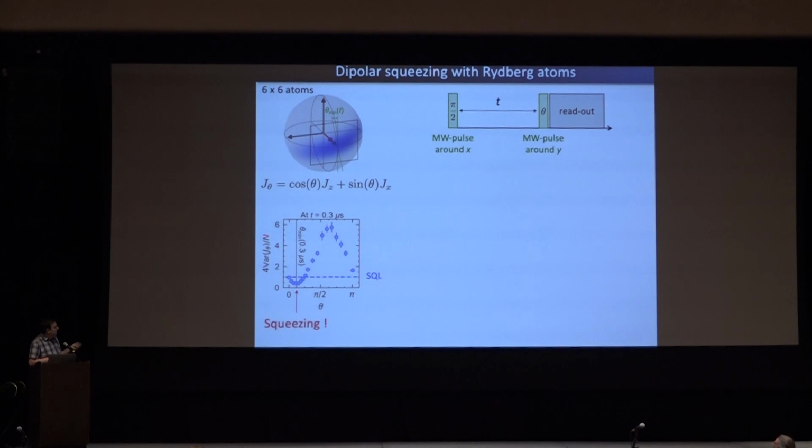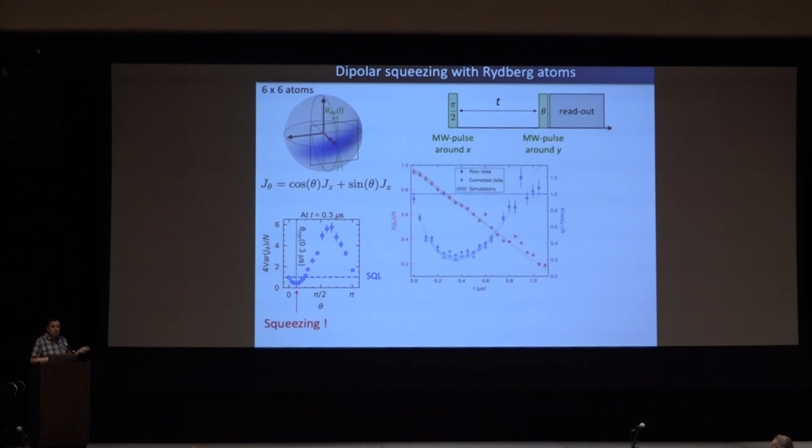And when we look at the variance as a function of this angle theta, you see that there is one part of the curve basically that is below the standard quantum limit. So we can get spin squeezing in this type of system. Now what we can do is repeat the experiment with different times, and then find an optimal time at which you can get a higher degree of squeezing.